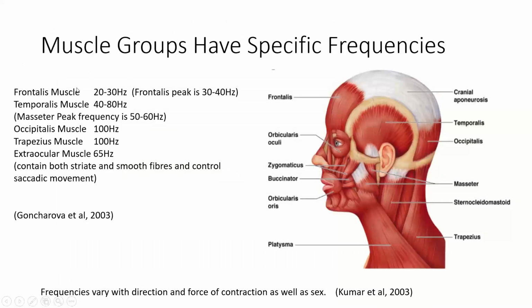Now, here are the muscle groups. Goncharova et al. is one of the best studies done on this. An excellent study. And you can see the frontalis muscle is between 20 and 30 hertz, temporalis between 40 and 80. So your frontalis muscles will tend to show up a lot in the high beta, primarily. Temporalis muscles, more in the temporal lobes, will tend to show up more in the EMG reading on your software. Masseter's peak frequency is 50 to 60. That would show up in the EMG more. But remember, these all have subharmonics.